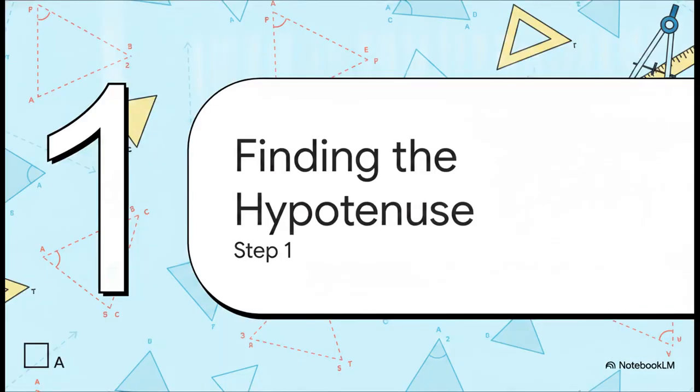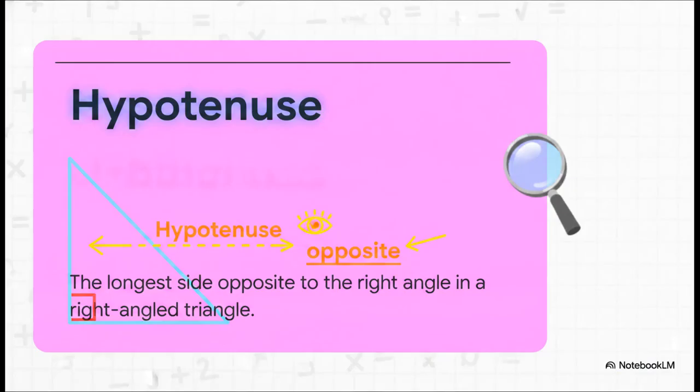Section 1. Finding the hypotenuse. This is the very first step of our journey, learning how to identify the absolute most important side of a triangle. By definition, the hypotenuse is the longest side opposite to the right angle in a right-angled triangle. I really want you to lock in on that key word right there, opposite. The absolute secret trick to always finding the hypotenuse is to first spot that 90-degree corner. You know, that little square symbol inside the triangle, and just look straight across from it.